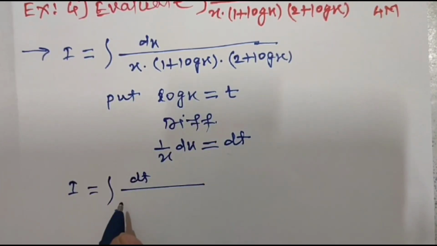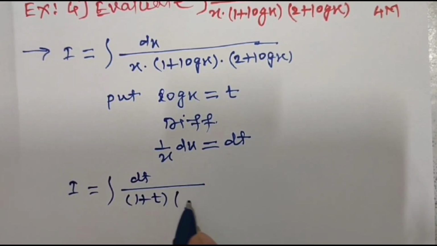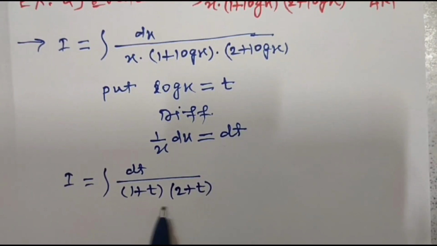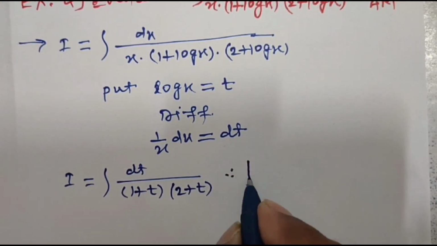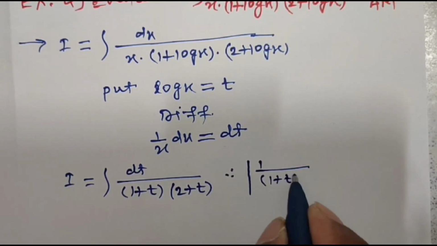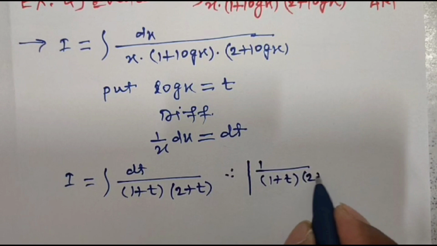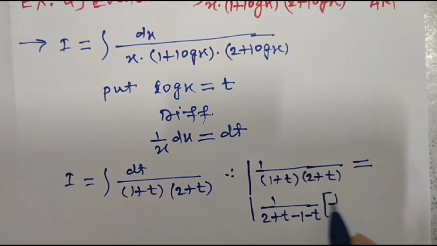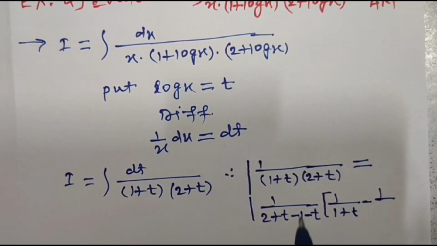now the first bracket is 1 plus t, the second bracket is 2 plus t. And now 1 plus t and 2 plus t both are linear factors. So to find its partial fractions, again we have to apply the special case. So we can write 1 upon (1 plus t) into bracket (2 plus t). This is equal to 1 upon (2 plus t minus 1 plus t) into bracket 1 upon the first linear factor, that is 1 plus t, minus 1 upon the second linear factor, that is 2 plus t.